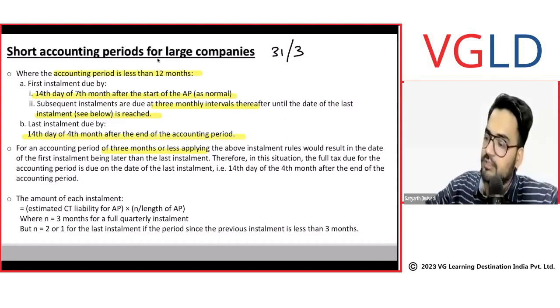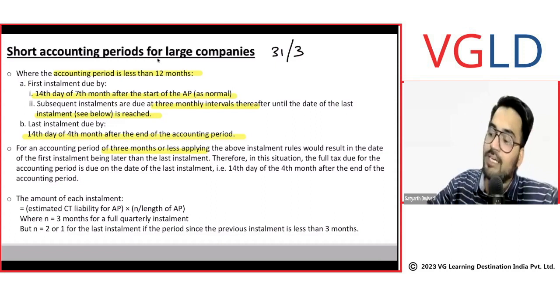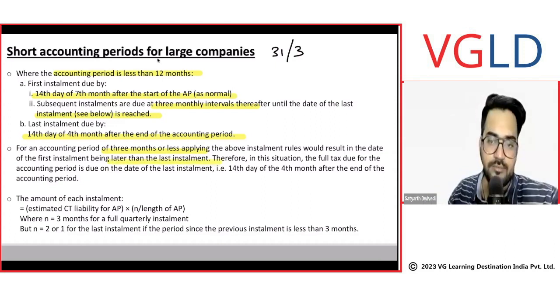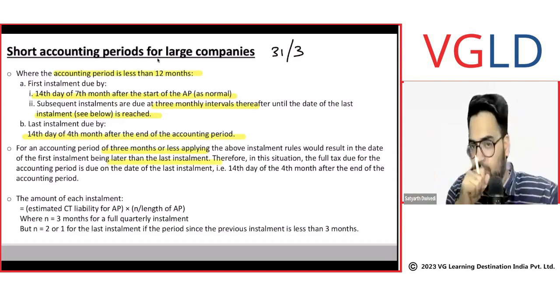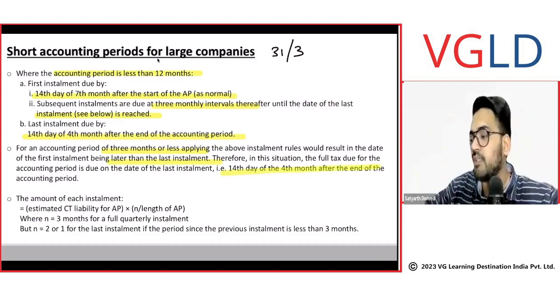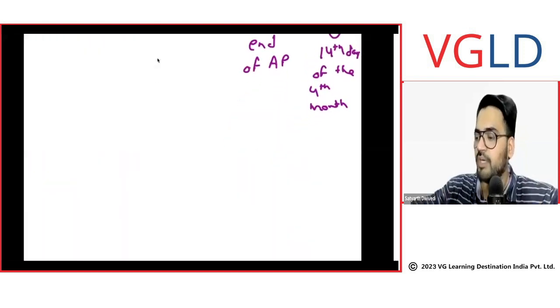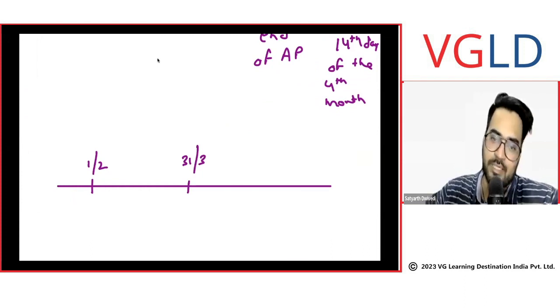Now, if you have an accounting period which is 3 months or less, then if you apply the above rules, what will happen? It will result in the date of the first installment being later than the last installment. So the first installment has to be on the 14th day of the 7th month, and the last installment has to be on the 14th day of the 4th month after the end of the AP. Suppose your AP is just 2 months, which means you started on 1st of February and you end on 31st of March. When is your last installment?